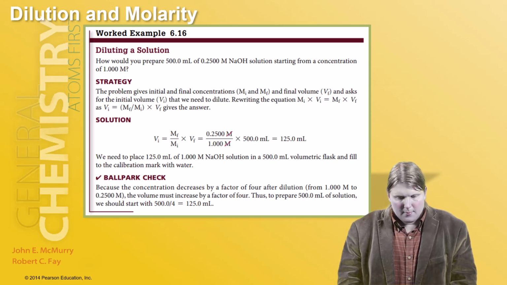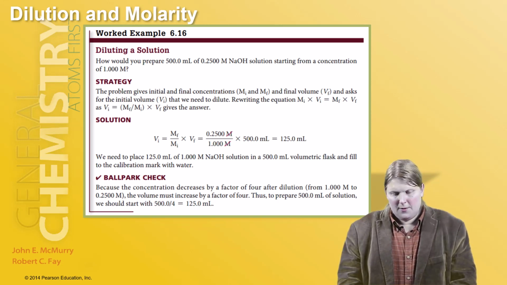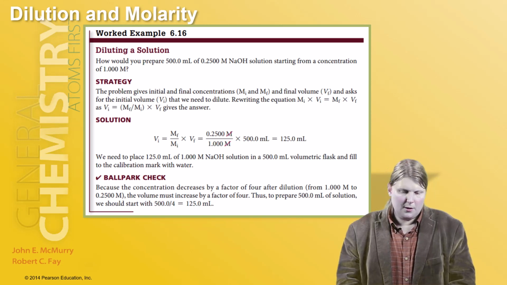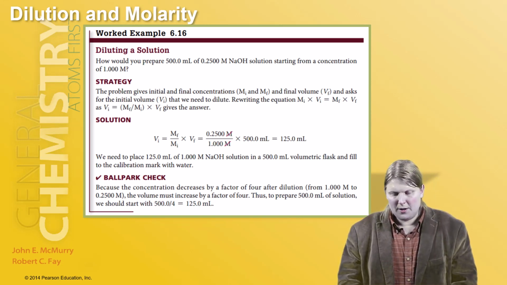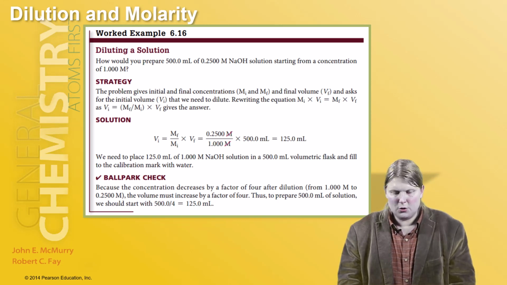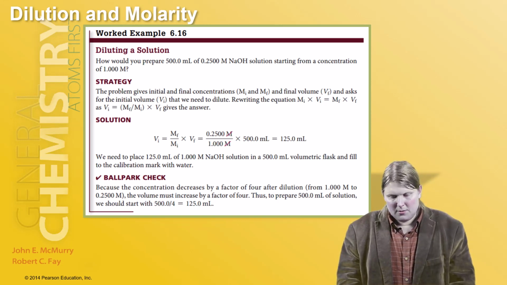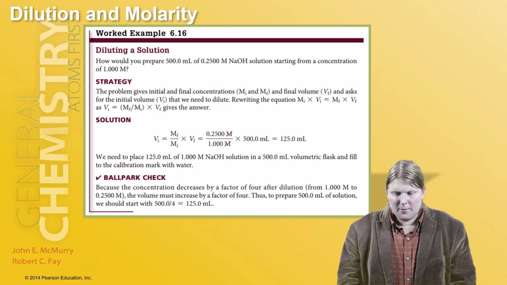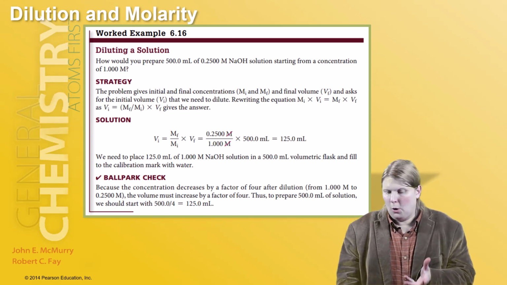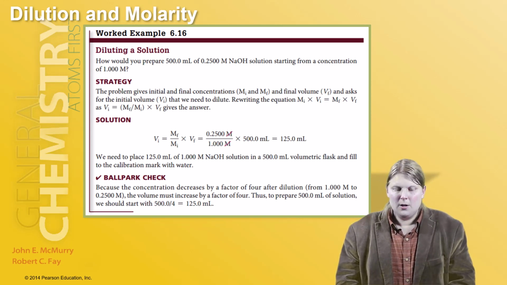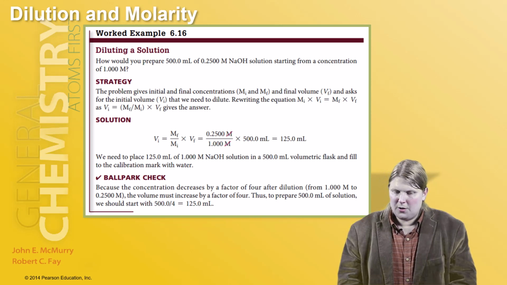So here they solve this for some volume initial is equal to the concentration final over some concentration initial. Again, this is just a reorganization. I've divided both sides by the initial molarity. Plug these in and get 125 milliliters. Now we know that this is going to have to be less because we're starting from something that's more concentrated, so that's a kind of ballpark check that they're talking about. We know that the concentration is going to decrease from the initial starting amount.